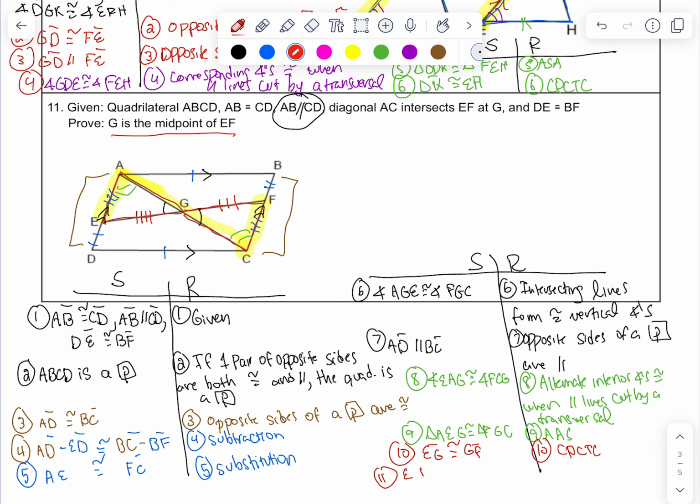So always end your proof with the proof statement. G is the midpoint of EF. And I can say that's because a midpoint splits a line segment into congruent parts. And that's what we showed in step number 10. We showed that EF is being split into two congruent parts.